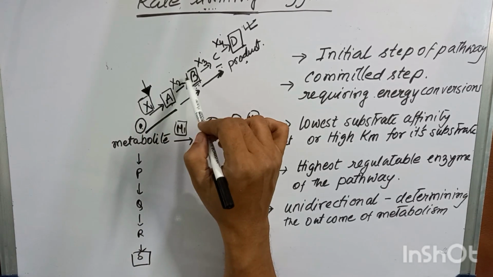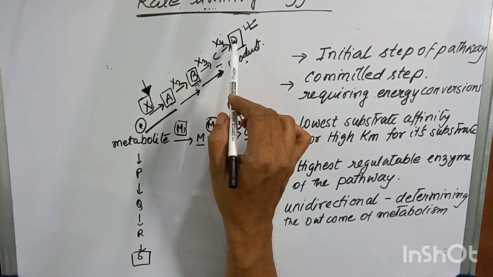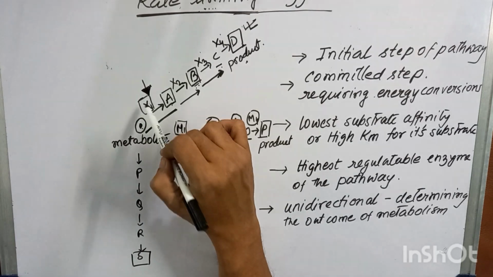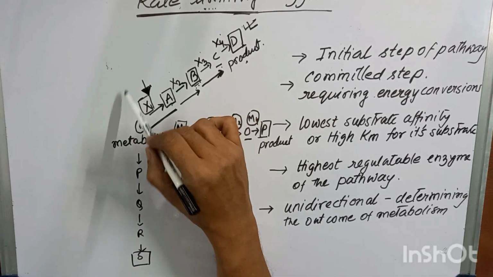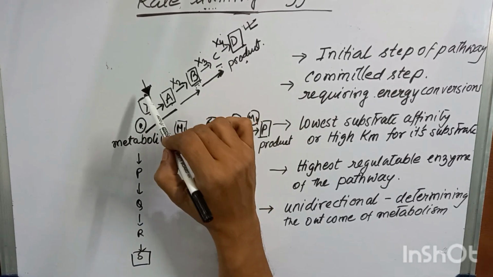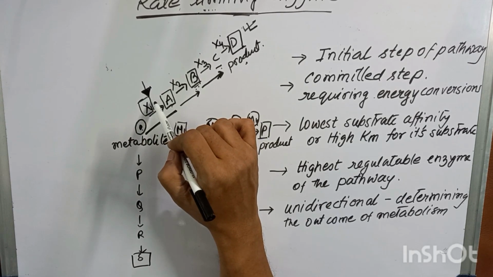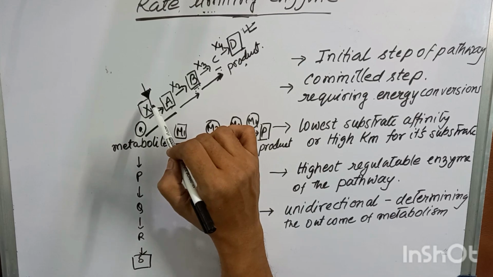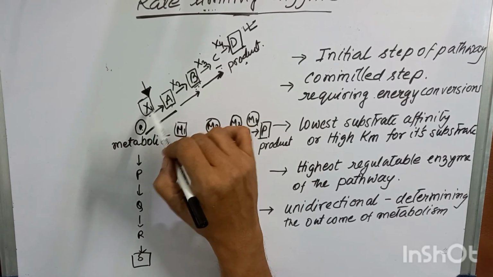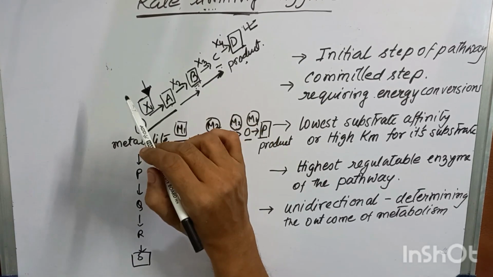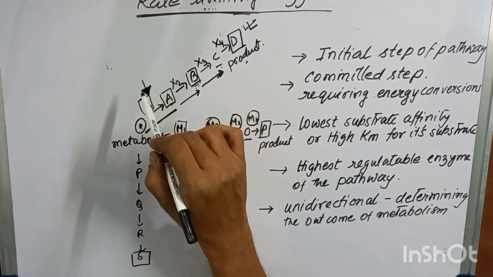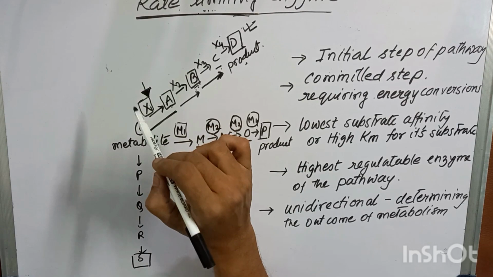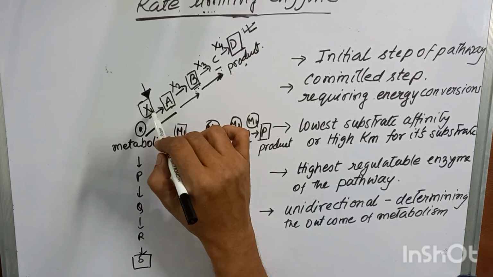So which one is the rate limiting enzyme? X1, X2, X3, X4. You should note that X1 should be the rate limiting enzyme. Any enzyme which is in the initial steps of the pathway should be the rate limiting enzyme. Now, what are the other properties? The other property is that it should be the highest regulatable, that one that I just mentioned. It is the highest regulatable enzyme of this pathway.